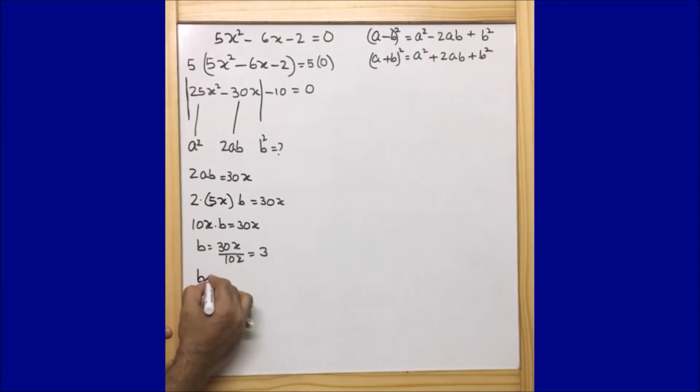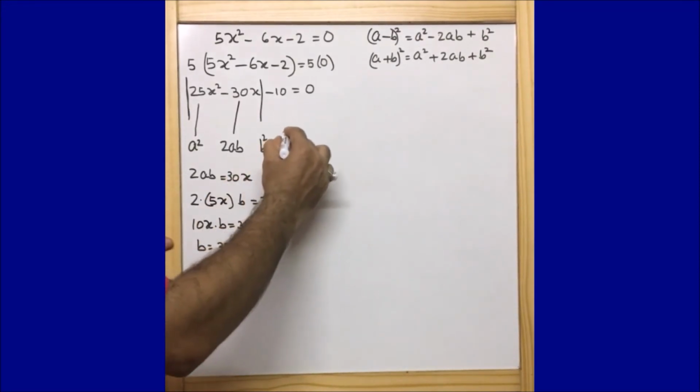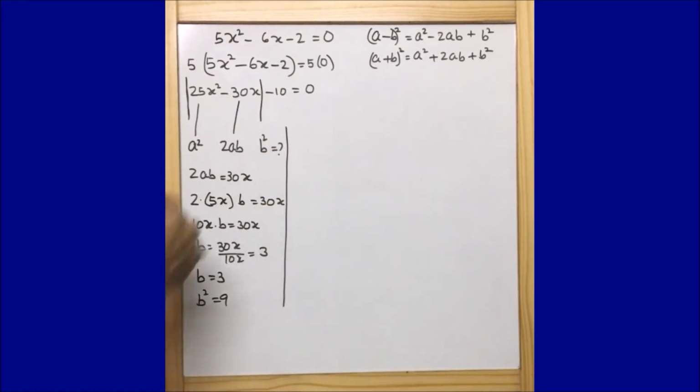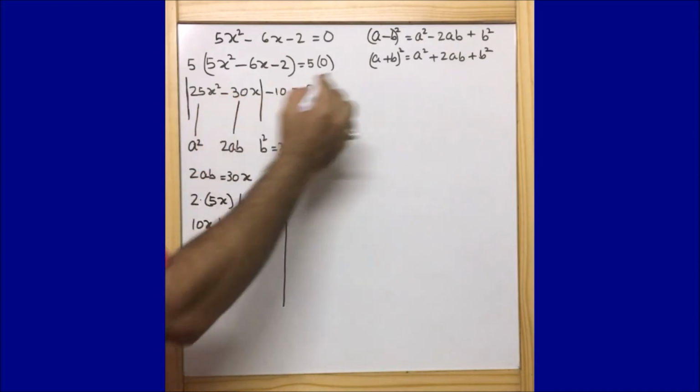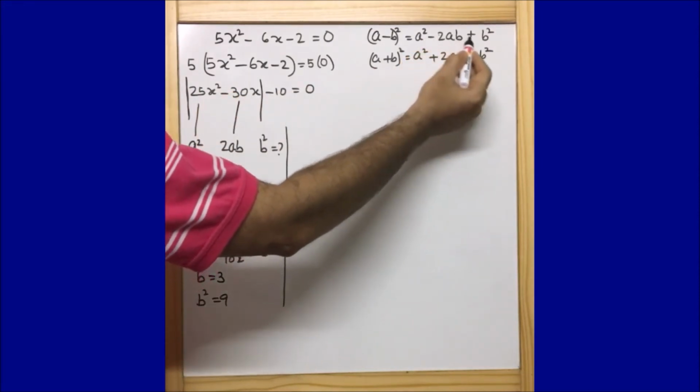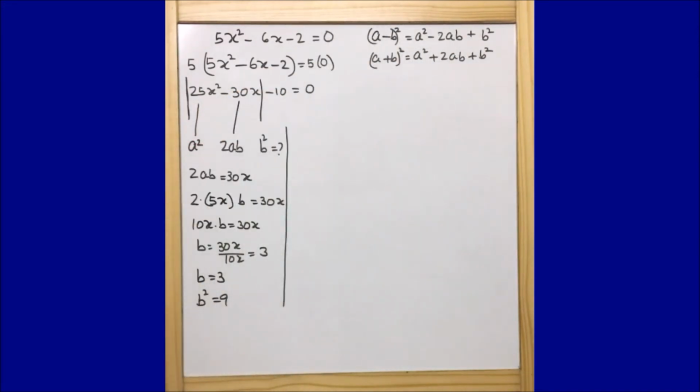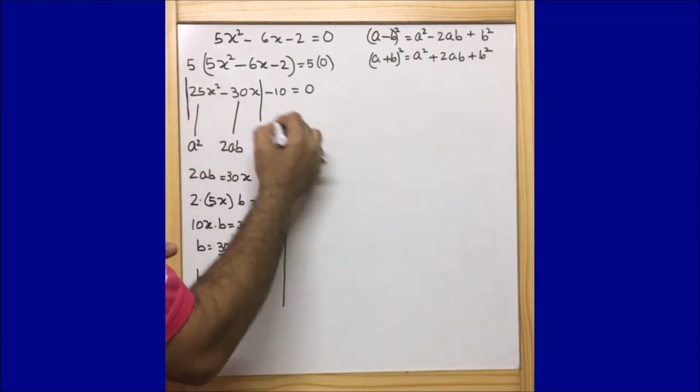So we got the value of b as 3, and I can write b square as 9. Now, as I told you, we are going to put this expression 25x to the 2 minus 30x in this format: a to the 2 minus 2ab plus b square. So let us see how we are going to do that.